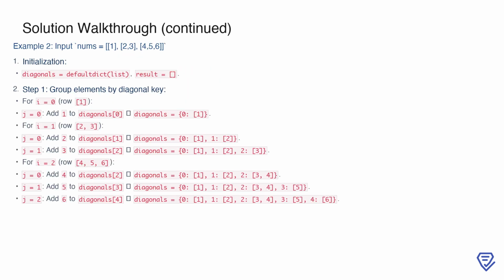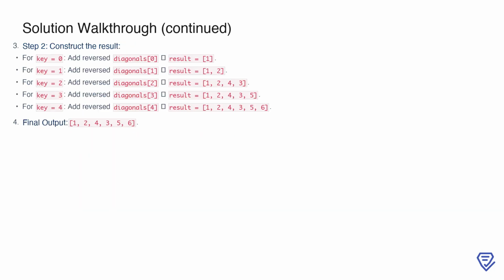In a second example, the input matrix is 1, 2, 3, 4, 5, 6. We begin with a defaultdict diagonals and an empty list result. For the first row, 1, the value 1 is added to diagonal 0. Next, for the second row, 2, 3, 2 is added to diagonal 1 and 3 to diagonal 2. For the third row, 4, 5, 6, 4 is appended to diagonal 2, 5 to diagonal 3, and 6 to diagonal 4. After traversing all rows, the diagonals dictionary now groups the elements by their diagonal keys, ready for the next step of constructing the output.